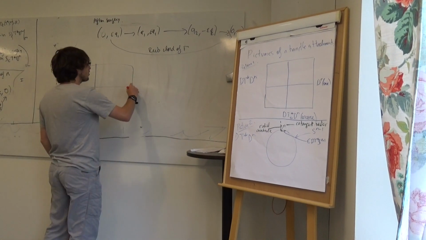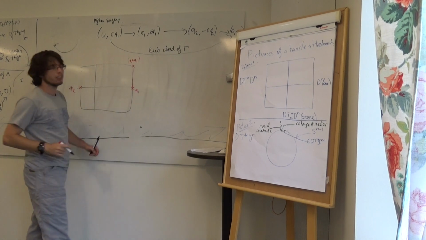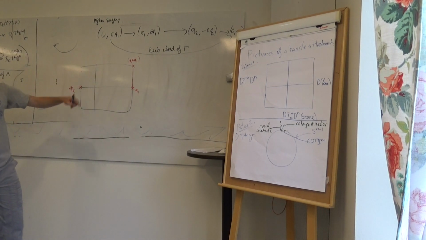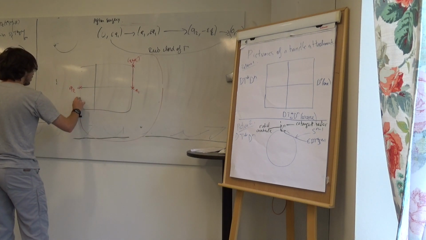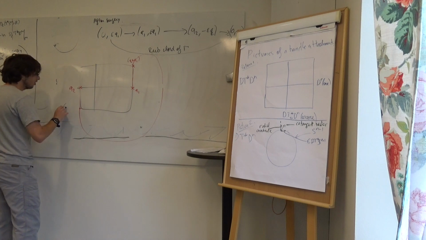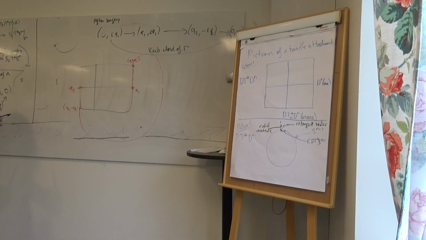And I remember I follow the thing, so I go to q1 epsilon q1. So this is the rep flow inside the surgery region. Then I go to q2 minus epsilon q2. So this is the rep flow.